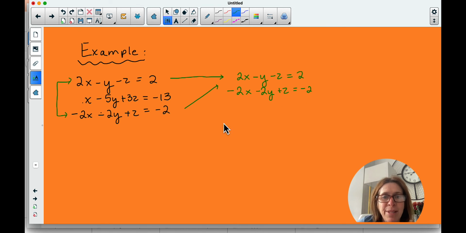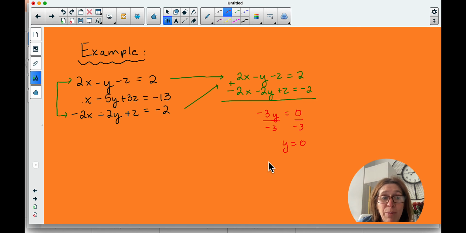Now you're going to see what happens here. I notice the z's are also going to actually get eliminated when I add these equations. So let's see what happens. I get negative 3y equals 0. Divide by negative 3. And so y equals 0. That actually helps us, doesn't it?